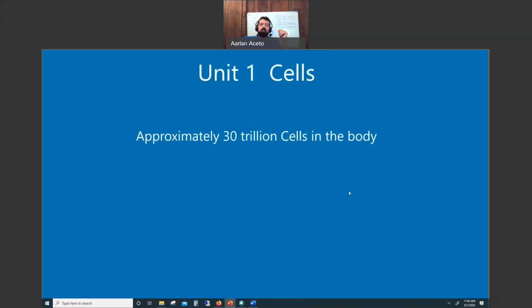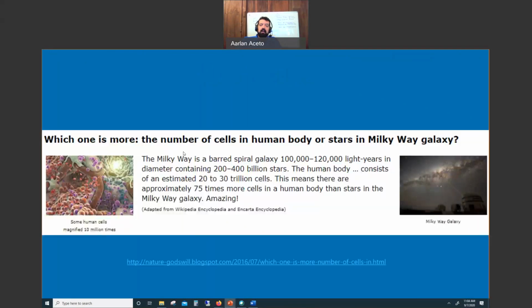So what's really nifty about this is most people can't wrap their mind around this, but I love numbers. You'll find out that I'm a big number file. There are approximately 30 trillion, with a T, cells in the human body. That's a lot. This is what's really eerie.